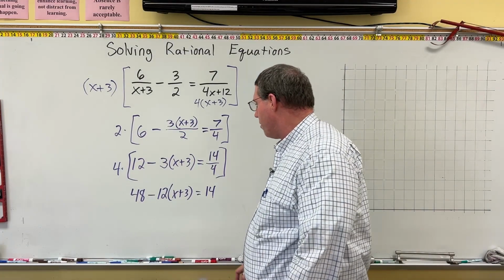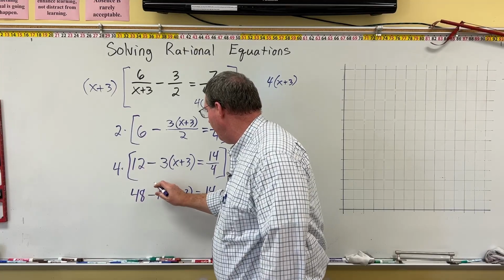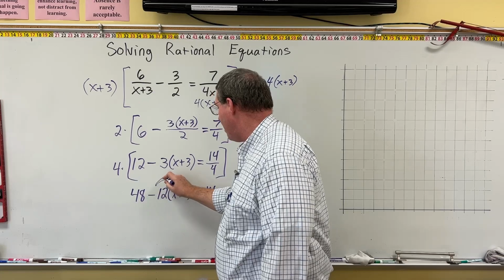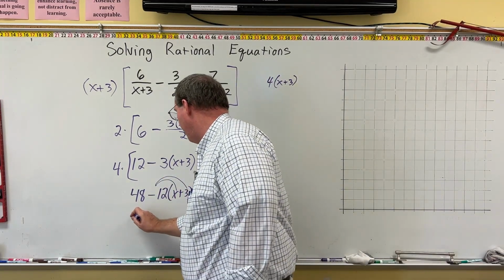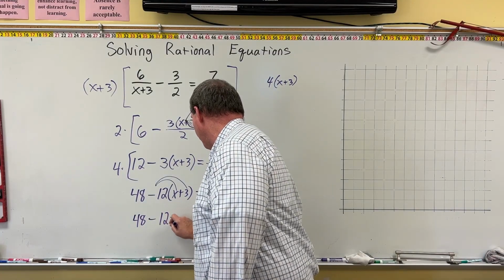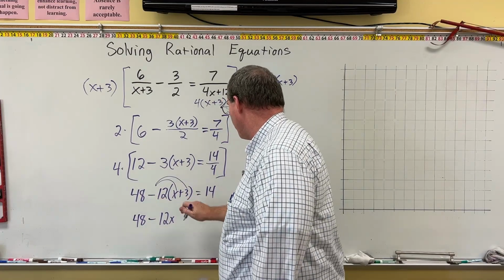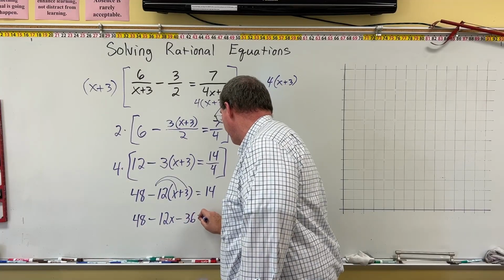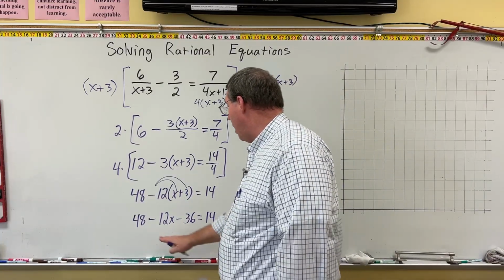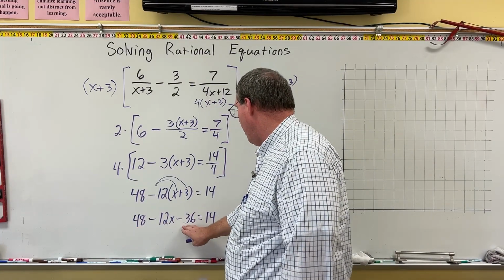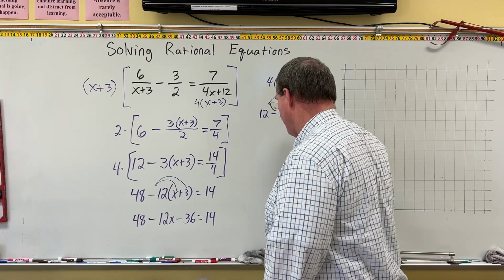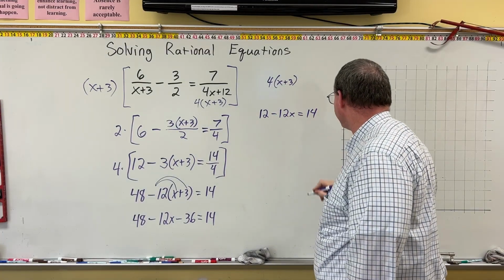Now, to be able to solve this, we're going to take this negative 12 and distribute it, multiply it by the x, and then multiply it by the 3. So we're going to have 48. Then negative 12 times x is negative 12x. Then negative 12 times 3 is negative 36 equals 14. And now it's just a linear equation. We can combine the 48 minus 36. That's 12. So we now have 12 minus 12x is equal to 14.